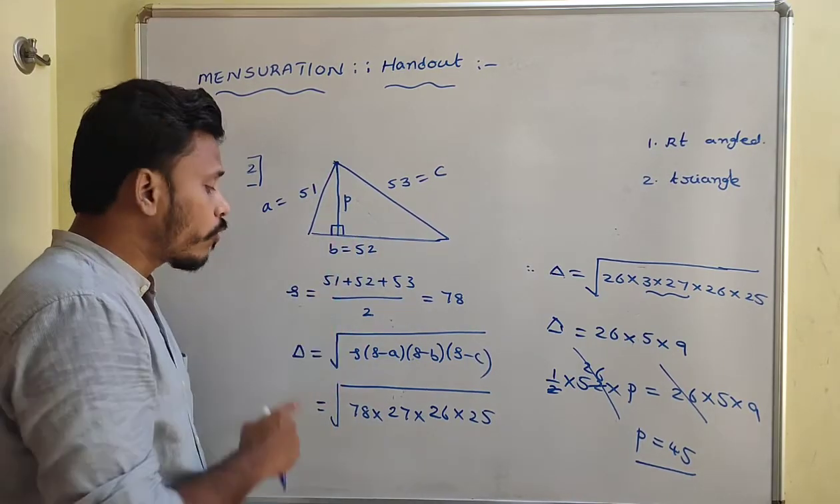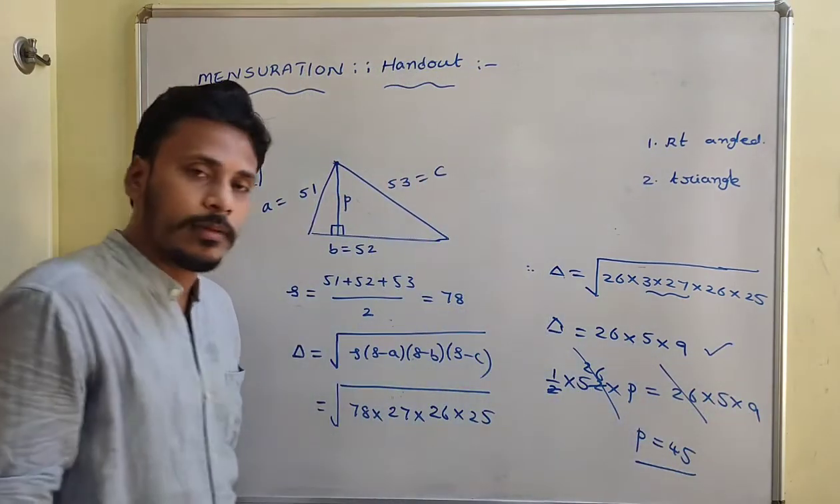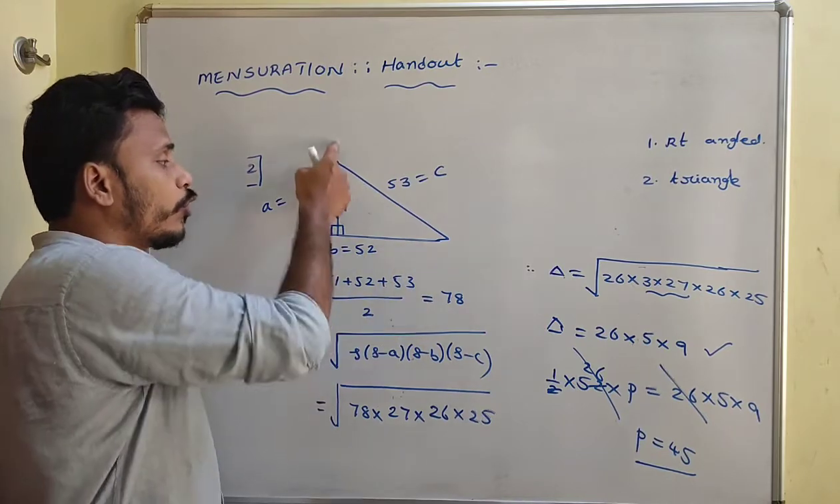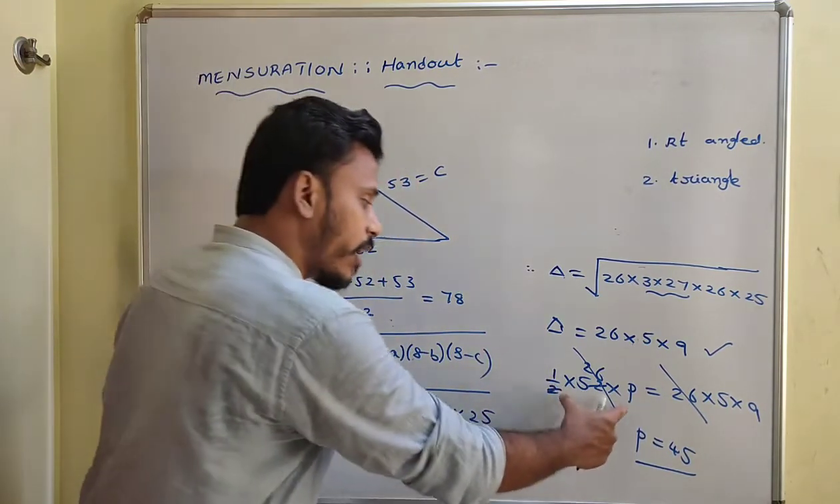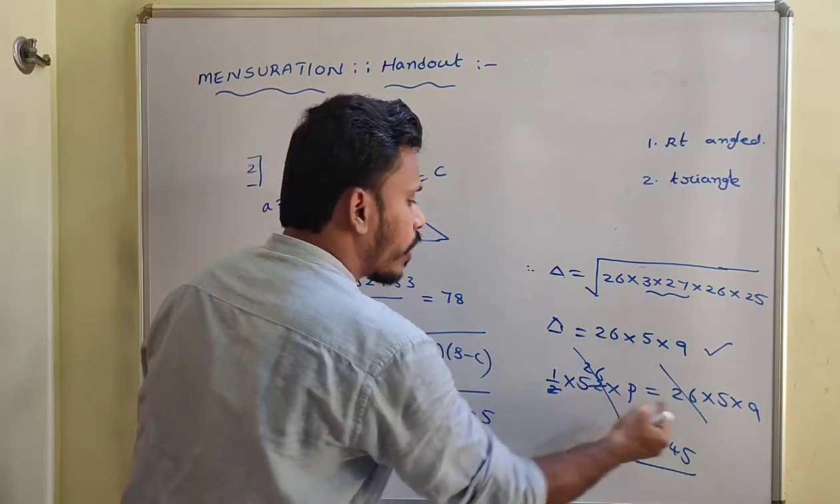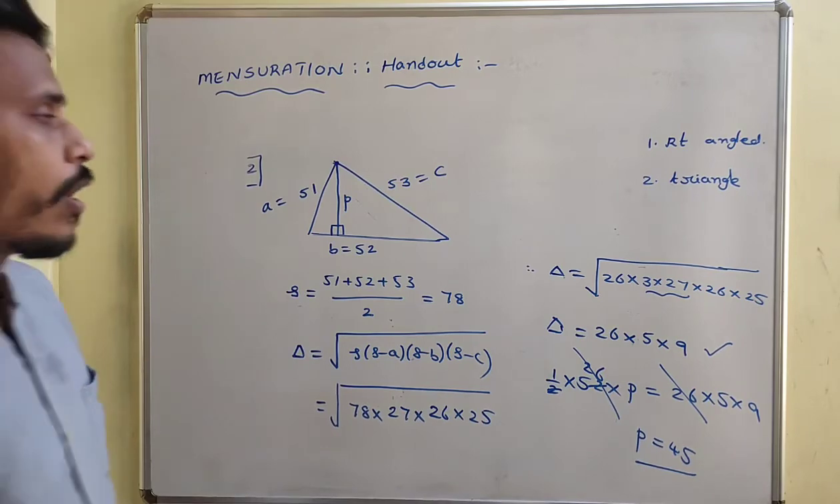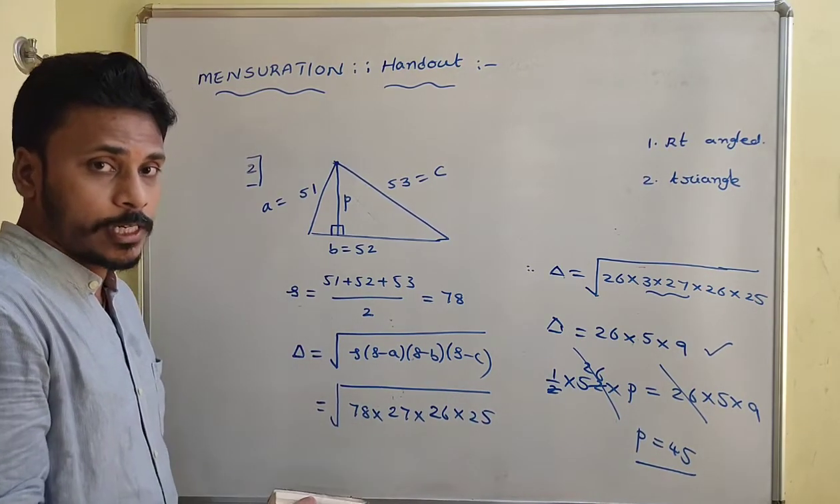Using Heron's formula, we calculated the area as 26 into 5 into 9. In another way, that same area is half base 52 into height P. So this is half 52 into P. This is area and this is also area. So equalize these two, and at the end, that perpendicular value is 45. Okay, there is the problem. To solve it, we need two aspects basically.